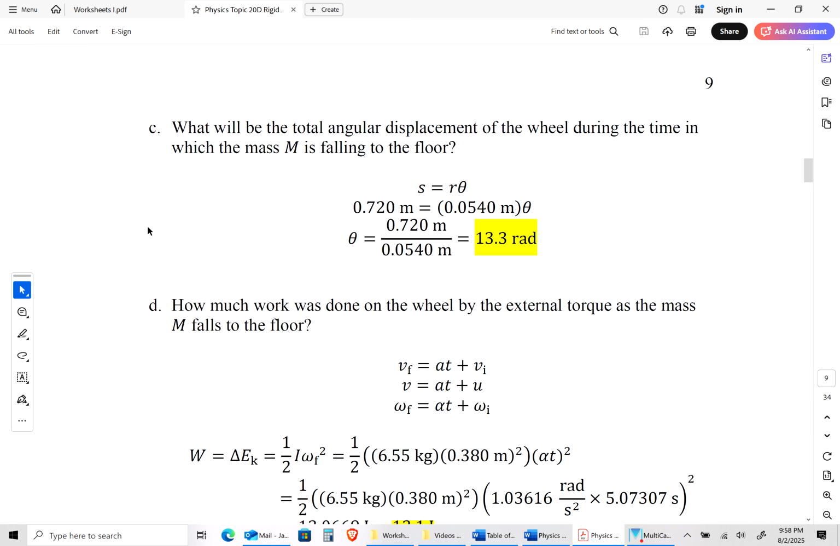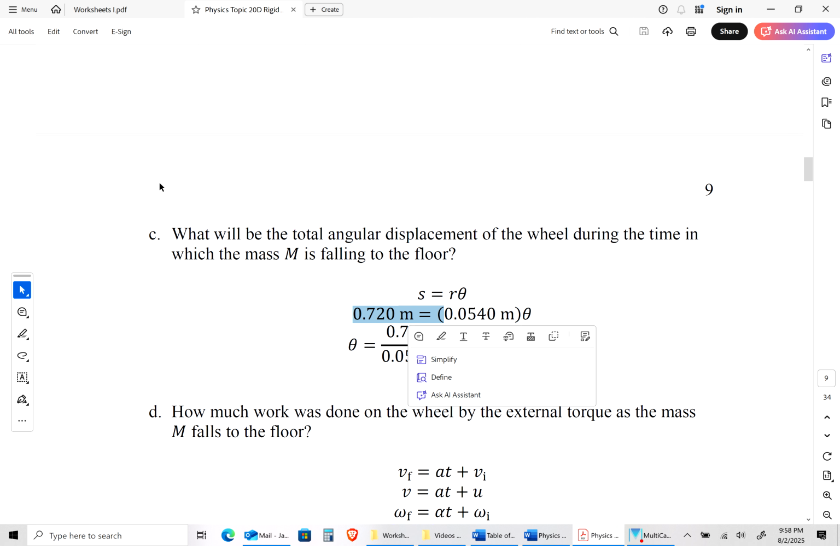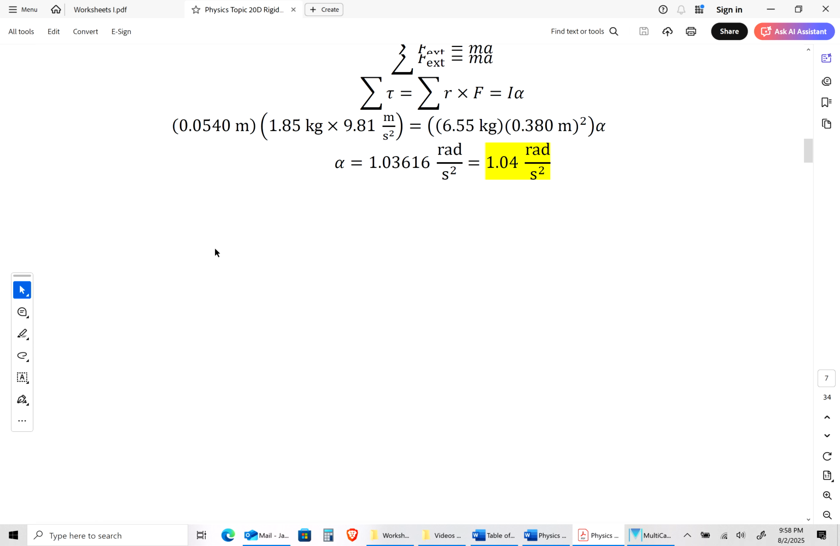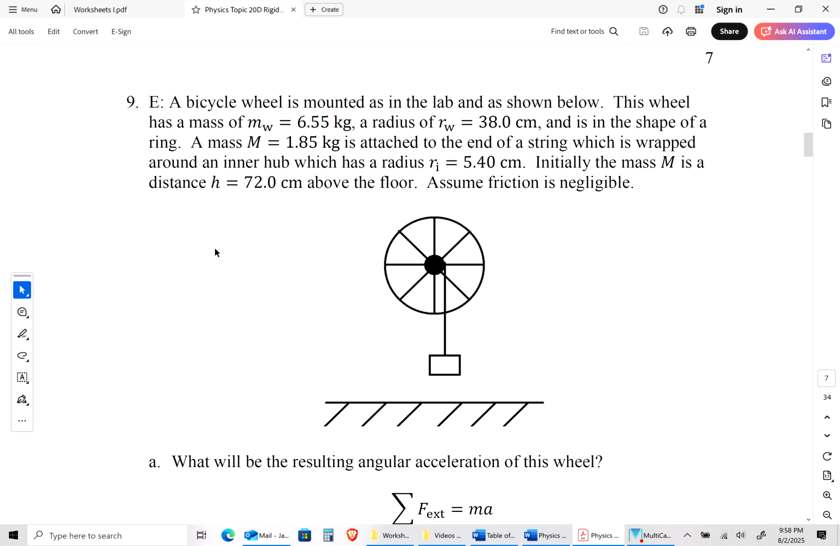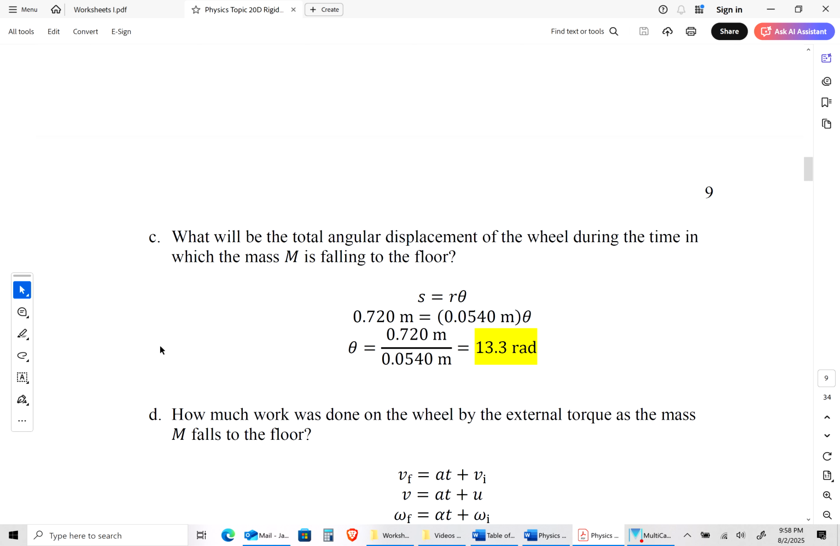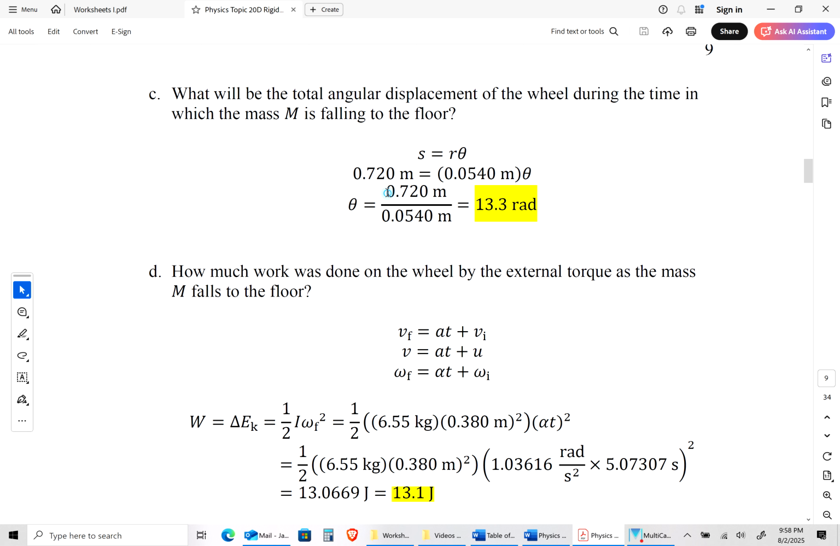Part C, what would be the total angular displacement of the wheel during the time in which the mass M is falling to the floor? So S equals R theta. This is the radius for the wheel. We already solved this from part B. Sorry. We were given the distance above the floor, 72 centimeters. And we get 13.3 radians.